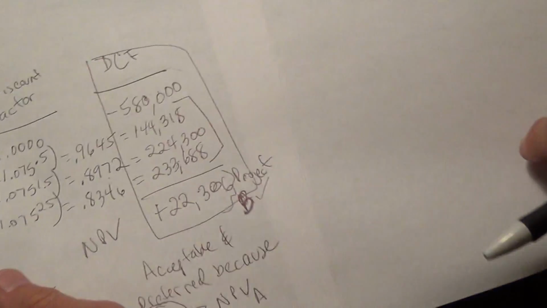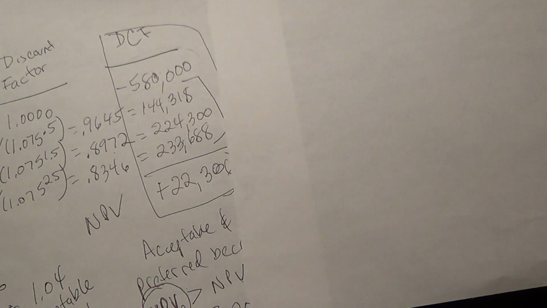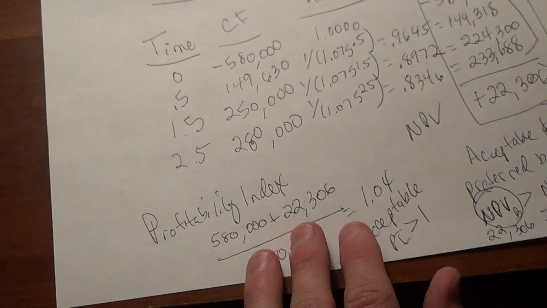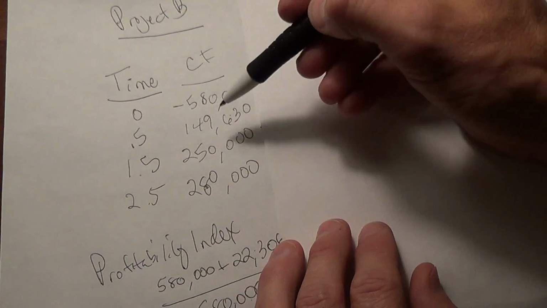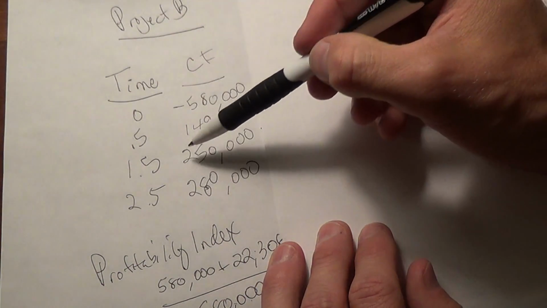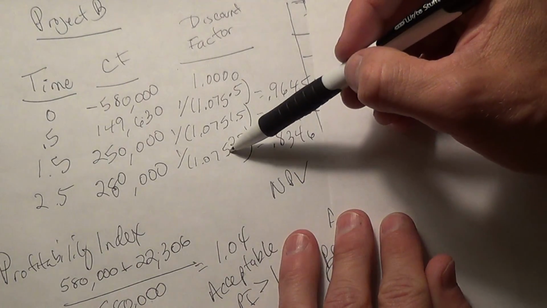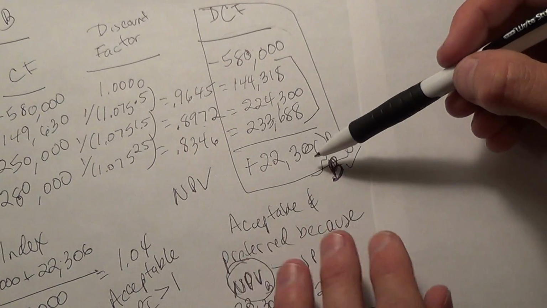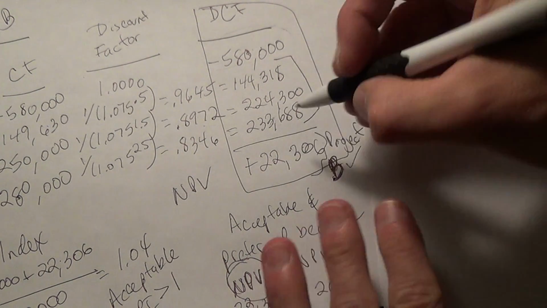Now we come to the more difficult part of this, which is question number 4, the internal rate of return. And so what we're going to do is go back and line up the cash flows for Project B. If you look at Project B, you can see that the cash flows were negative 580, 149,630, 250, and 280. We used a discount rate of 7.5%, and when we did that, we got a positive net present value of 22,306.